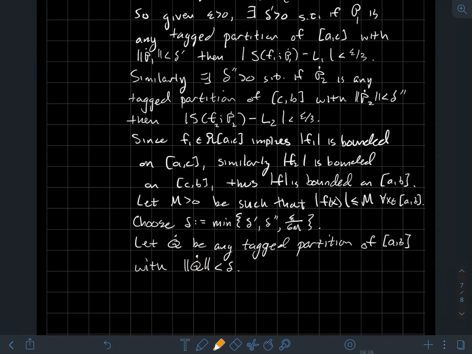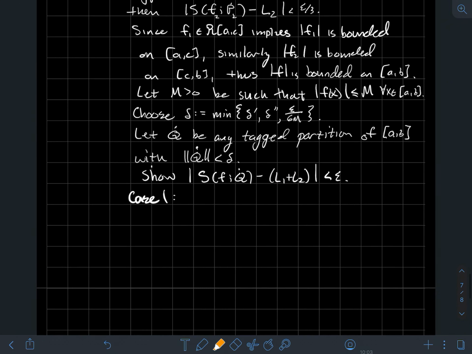So what we want to show, remember, is F's Riemann integral on A to B, and I bet the value of its integral is probably going to be L1 plus L2. So I want to show that the Riemann sum of my function over this tag partition is within epsilon of L1 plus L2, which again is the sum of the smaller integrals from A to C and from C to B. So there are two cases for how we'll try to show this. But anyway, that's our goal.